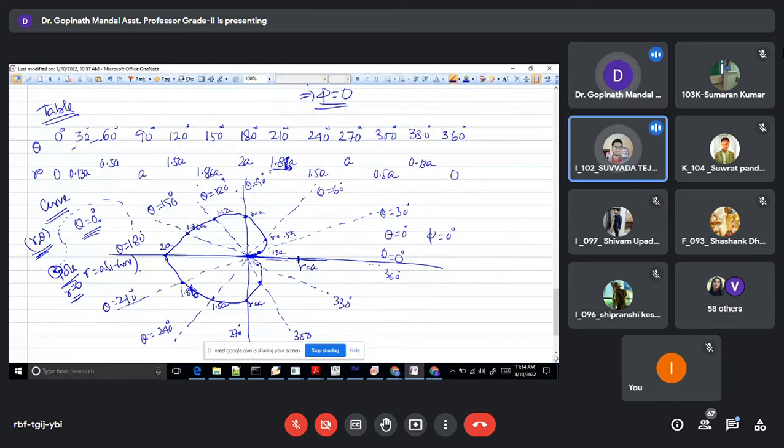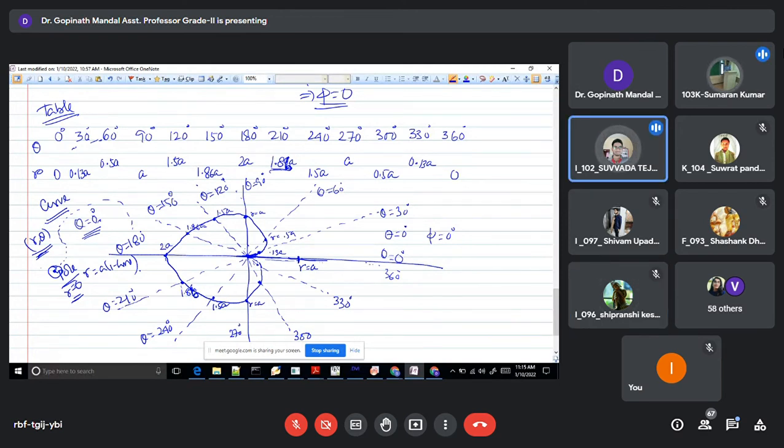Sir, how do you find symmetry about the pole? There must exist a corresponding theta also. If theta does not exist, it means there is no pole for that curve. If r equals a times 2 minus cos theta, and r equals 0, then it will coincide with the origin, so we can say that the origin is the pole.